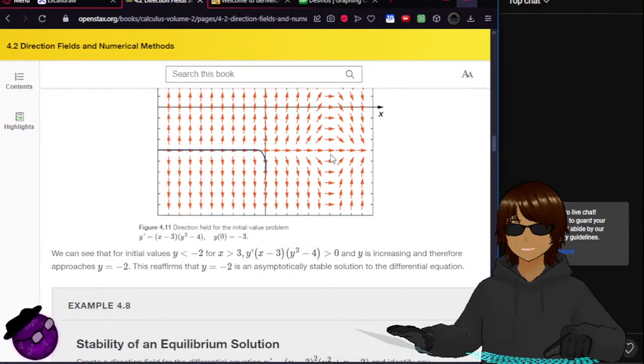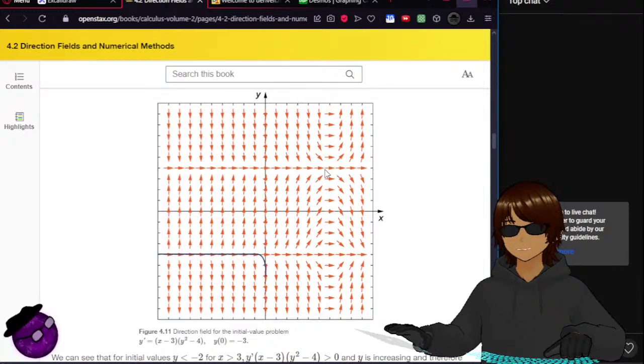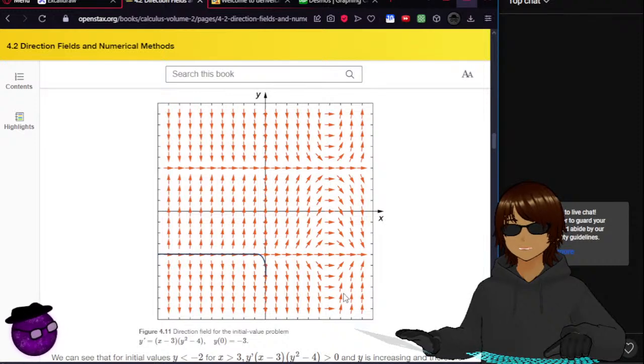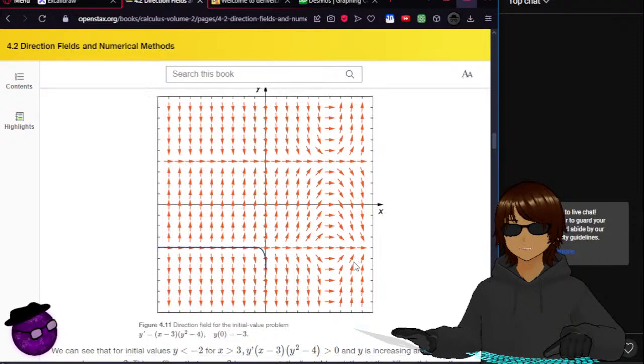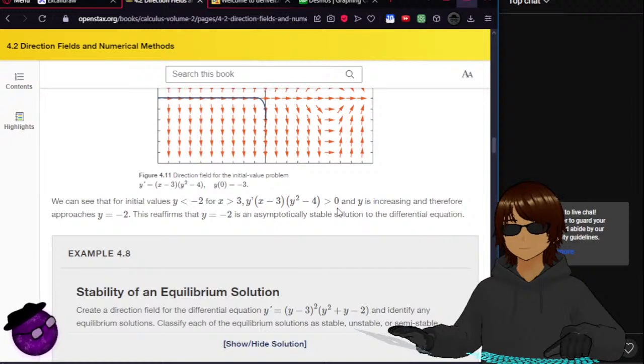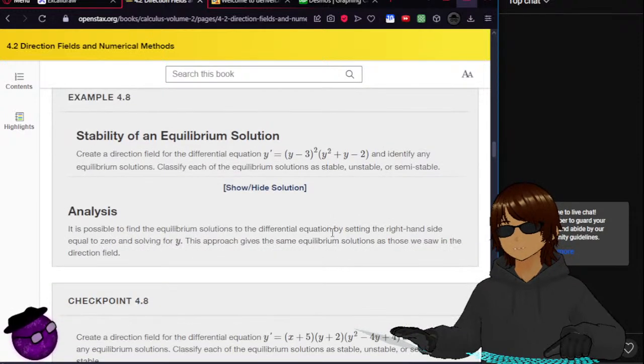Okay, so if y is less than -2, for x greater than 3, I think this is 3 over here where the lines are horizontal. So for x greater than 3, the derivative is more than 0. It's positive, and y is increasing, therefore approaching -2. This reaffirms that y equals -2 is an asymptotically stable solution to the differential equation.